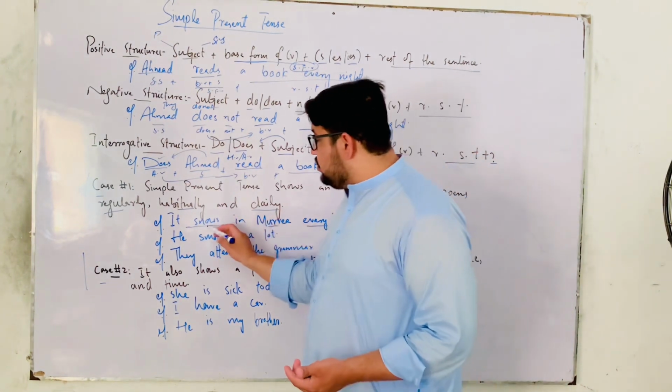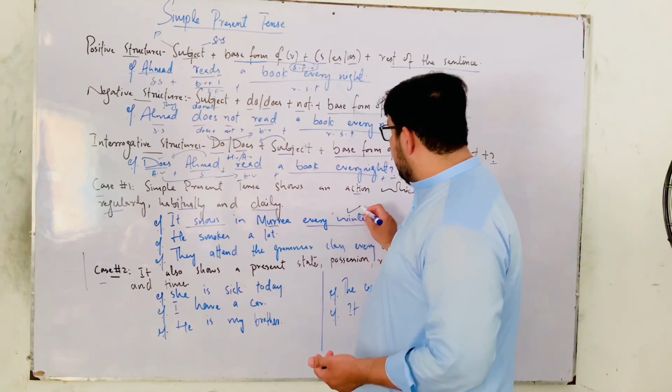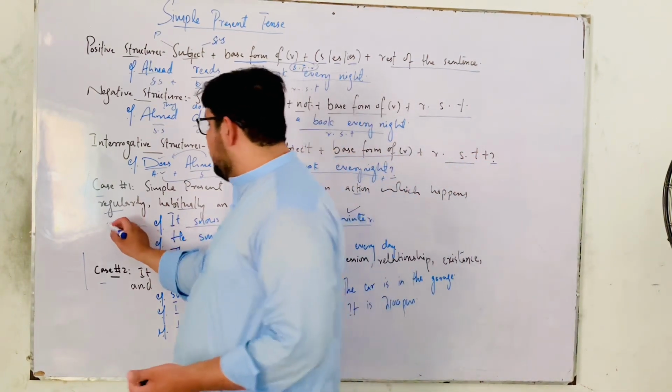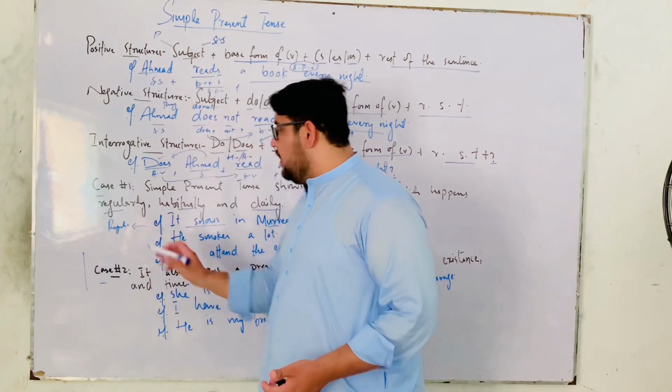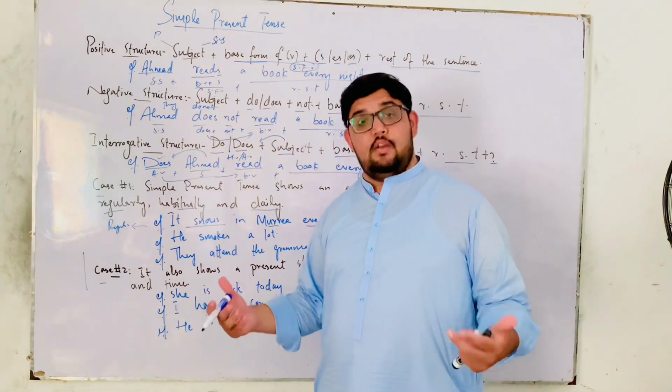Now it snows when it is winter. So this is a regular action. Snow is a regular action. So simple present tense shows a regular action, an action that happens regularly.